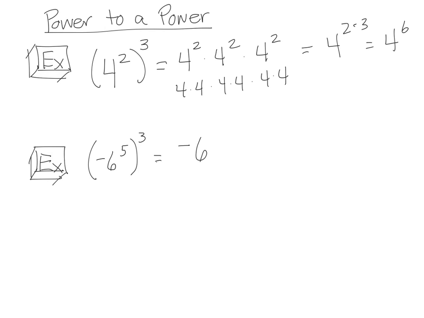It doesn't matter. So you have negative 6 to the power of 5 times 3. So it's negative 6 to the 15th power. And that's all you have to do. Okay? Now let's move on to dividing exponents.